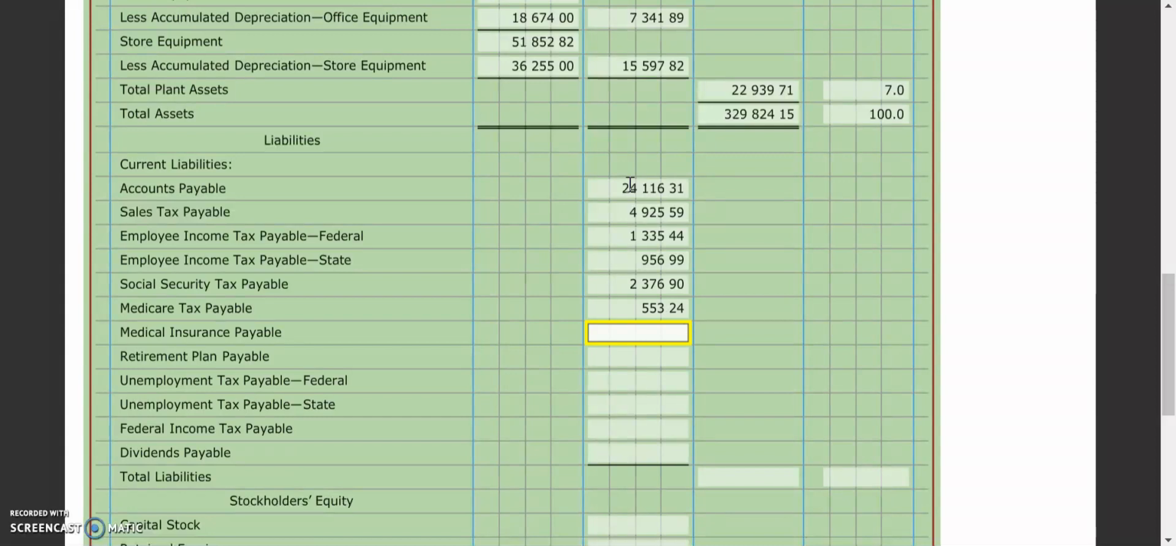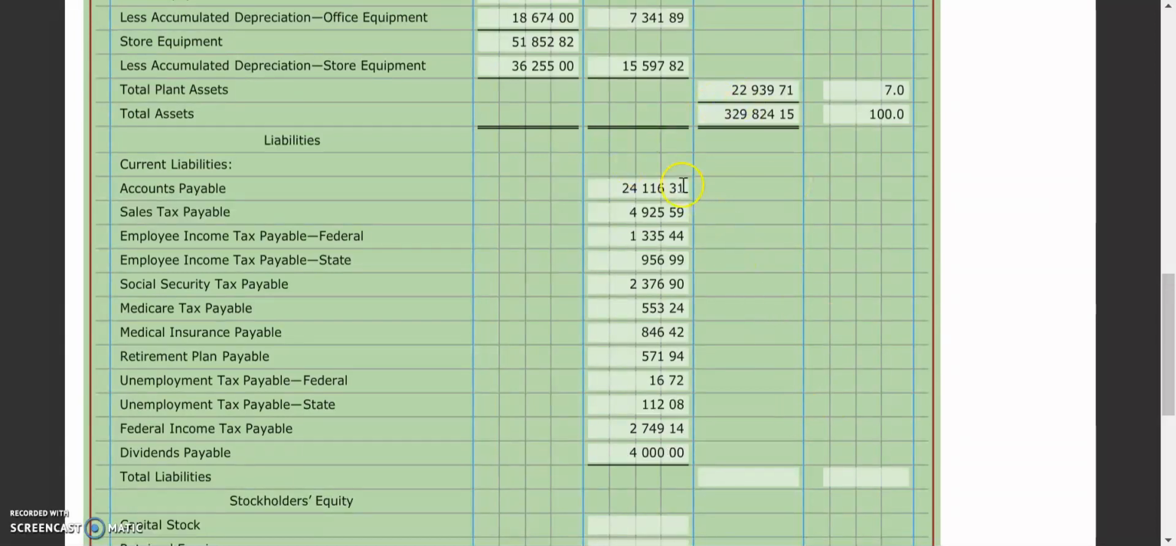Medical insurance is $846.42. Retirement is $571.94. FUTA is $16.72. SUTA is $112.08. Federal income tax payable is $2,749.15. And our dividends payable is $4,000.